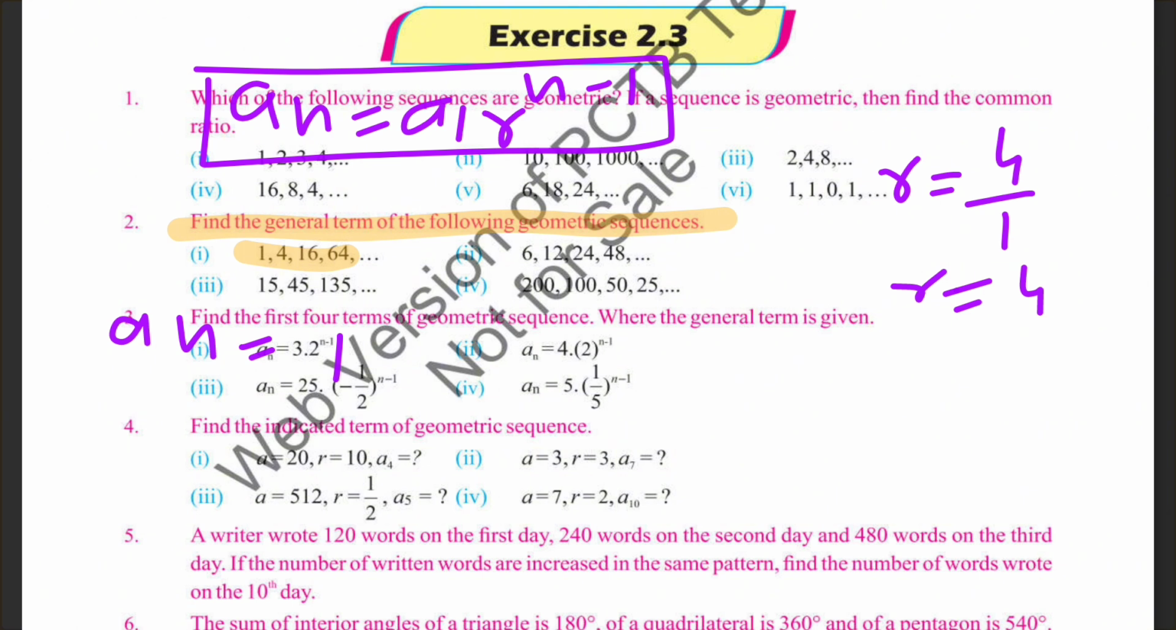It means 1 into 4 to the power n minus 1, and the answer is 4 exponent n minus 1. It is the answer. Okay, next one.